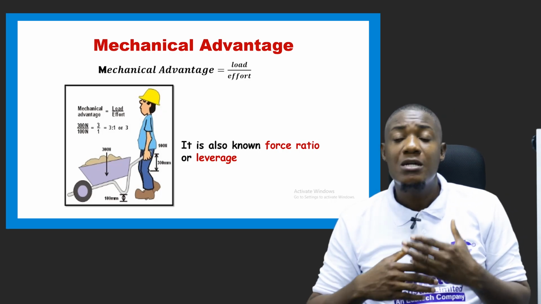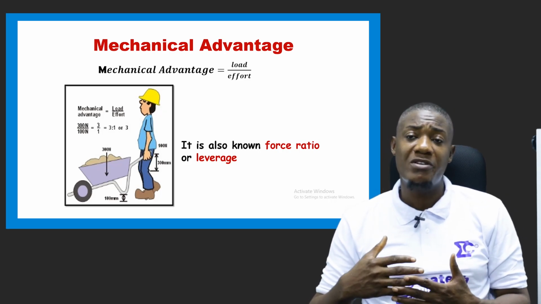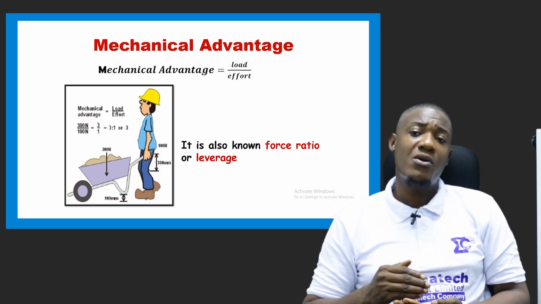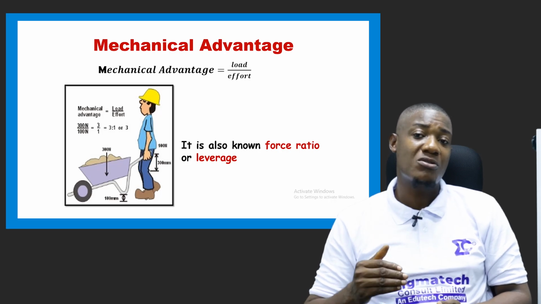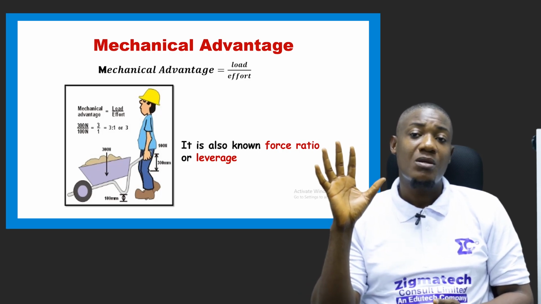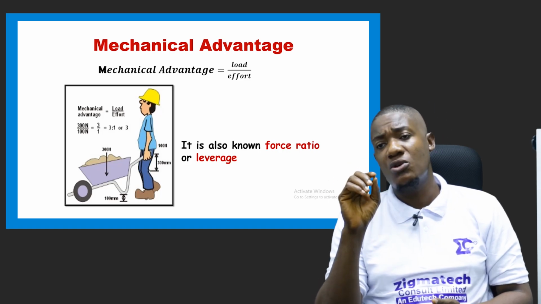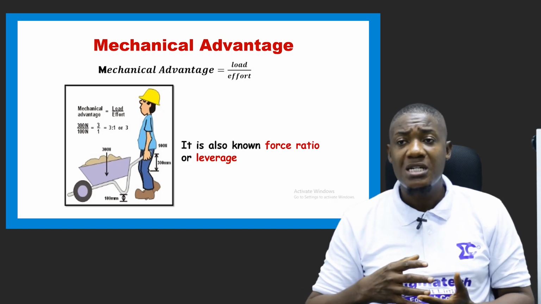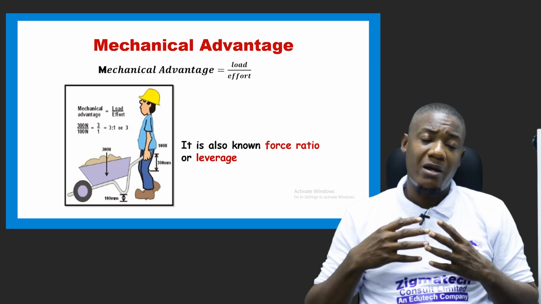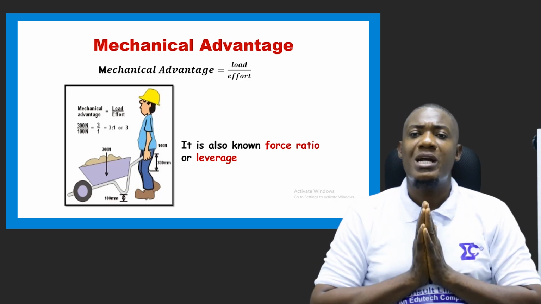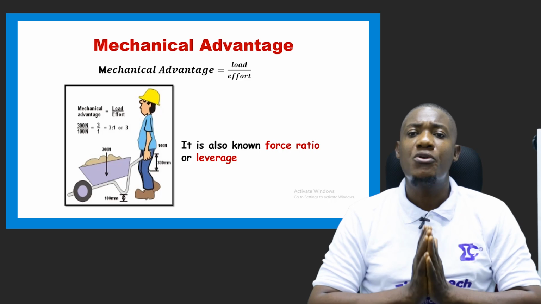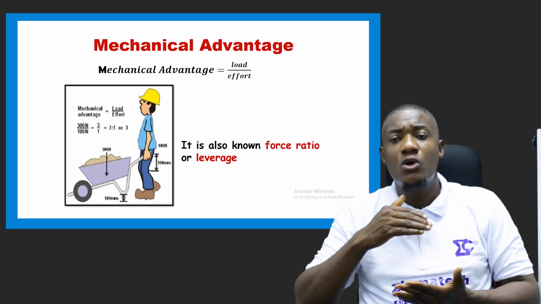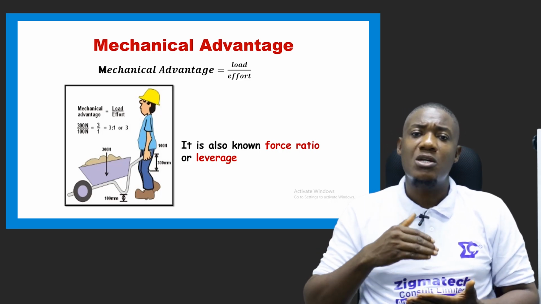So if you calculate from what I have told you already, that mechanical advantage of a machine is load over effort, you can see that the wheelbarrow amplified the man's effort 3 times. Because if mechanical advantage is load over effort, we substitute that the load carried by this man is 300 and the effort he has applied is 100. So we can see that 300 over 100 is the same as 3 over 1, and 3 over 1 is the same as 3. So the mechanical advantage of the machine is 3.